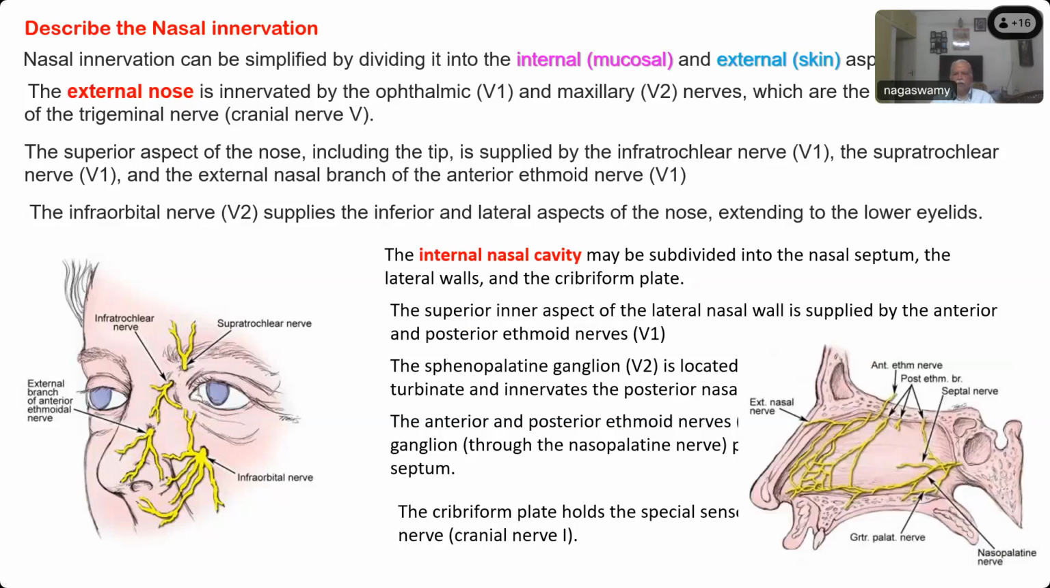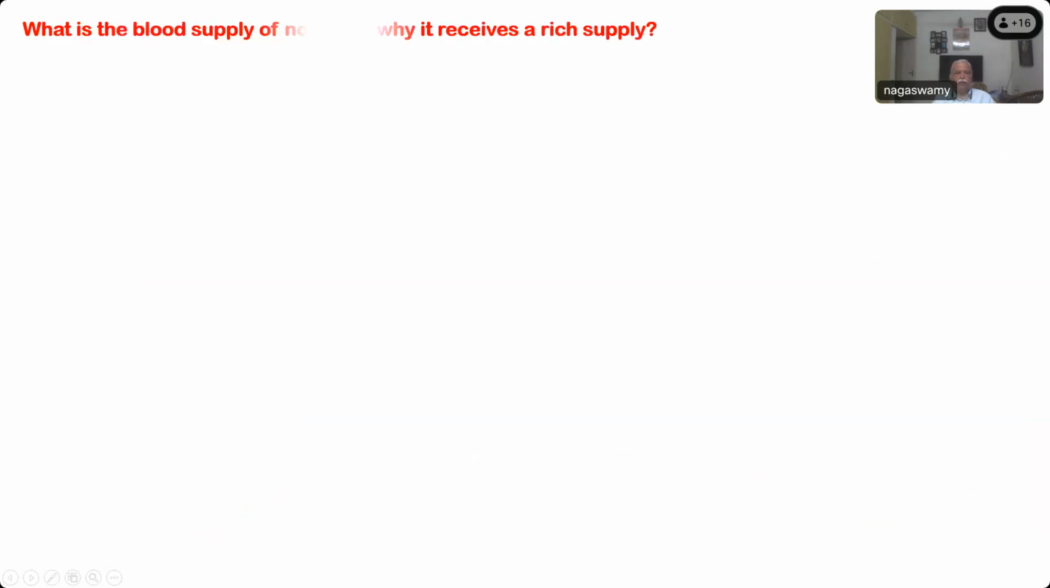So these are the branches. You can see the anterior ethmoidal nerve, posterior ethmoidal nerve, septal branches, nasopalatine. So remember these three nerves, which are supplying the entire nasal septum and the internal cavity of the nose.